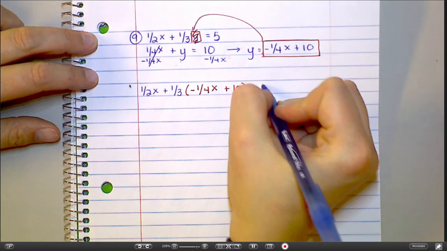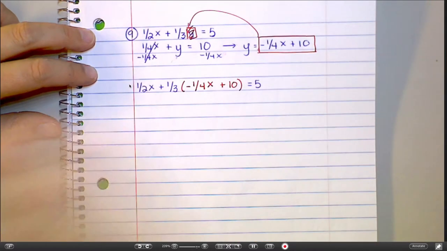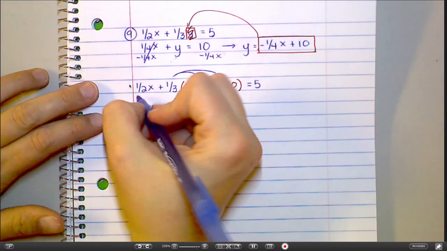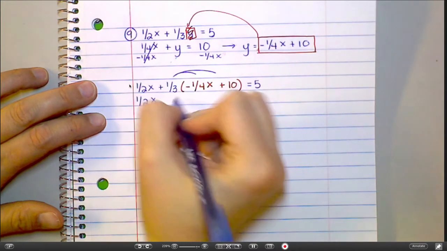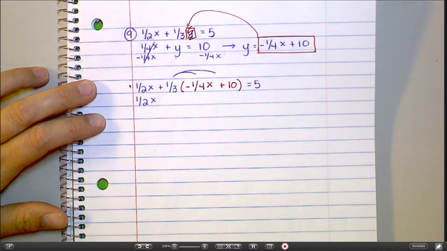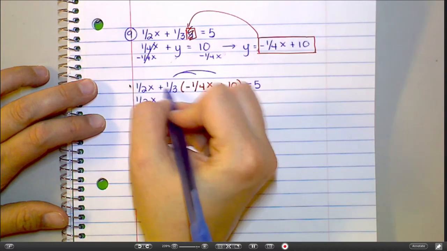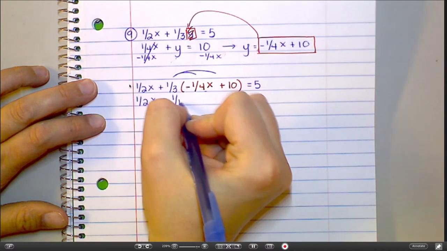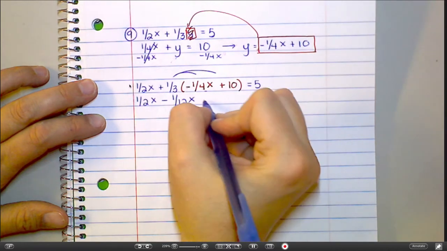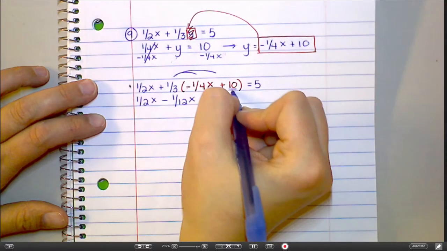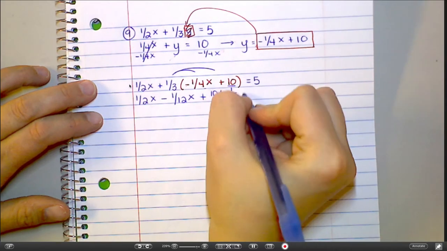equals 5. I'm going to distribute the 1/3, and I'm going to stick with fractions for the time being, and then we'll get rid of them in a second. So 1 half x. What happens when I do 1/3 times 1/4? Multiply straight across. So that'd be 1 times 1 is 1, and 3 times 4 is 12, and that will be negative because you have a positive times a negative. So minus 1/12 x. 1/3 times 10 I can write as 10 over 3, because that's really like 10 over 1 times 1 over 3 equals 5.